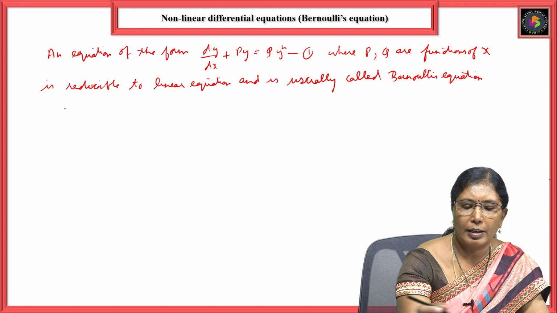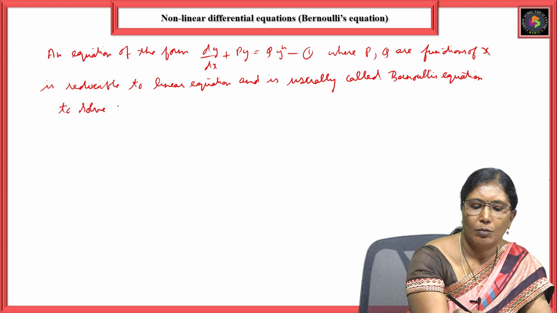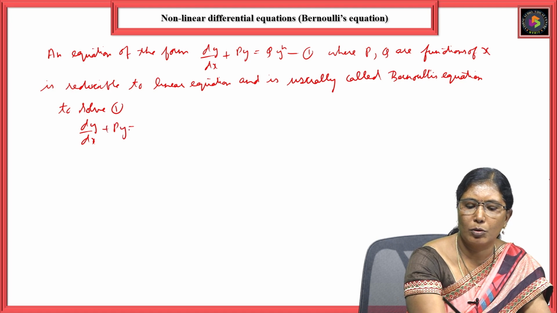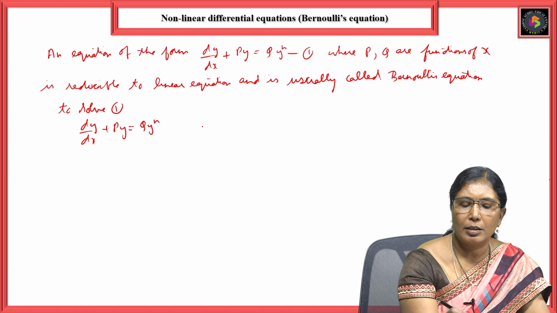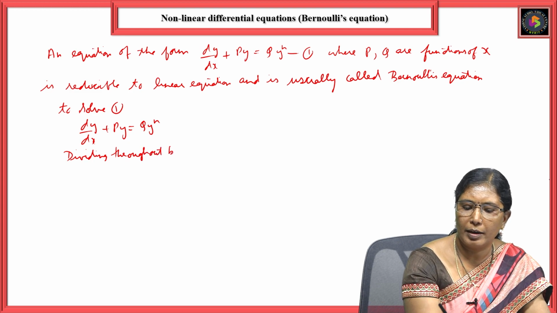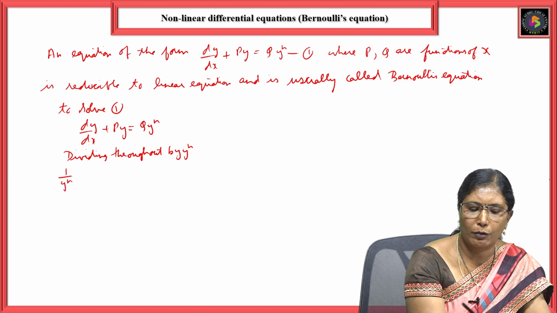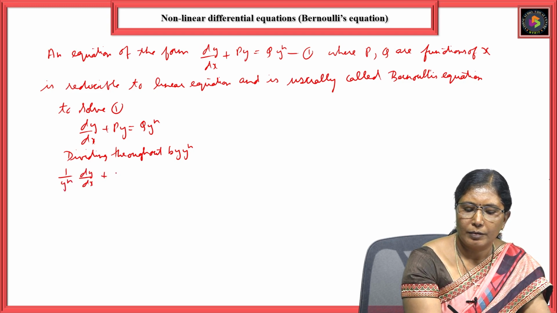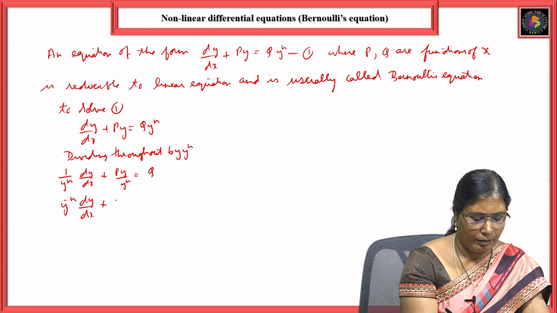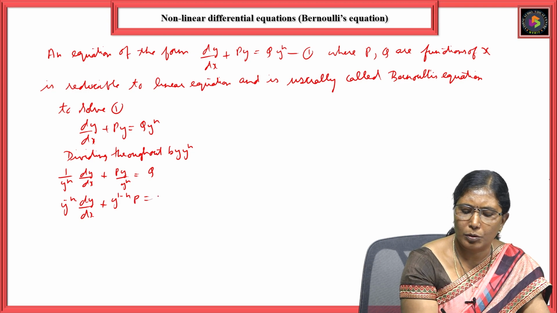How to solve? We can write dy by dx plus py is equal to q y to the power of n. Since it is in the form dy by dx plus py is equal to q, the RHS q should be a function of x. So we have to remove this y to the power of n. Dividing throughout by y to the power of n, we get 1 by y to the power of n dy by dx plus py by y to the power of n is equal to q. So it can be written as y to the power minus n dy by dx plus y to the power of 1 minus n p is equal to q.